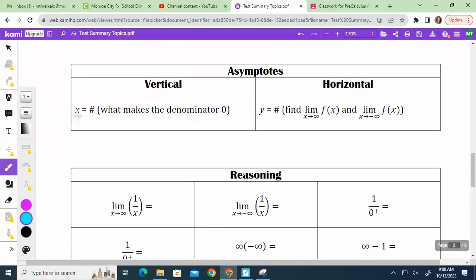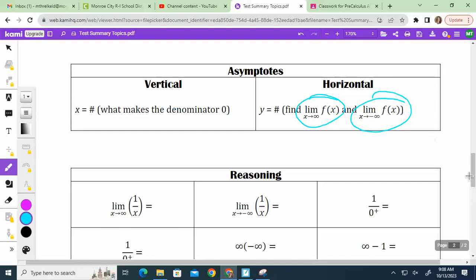Asymptotes are x equals a number, and you just look at whatever makes the bottom 0. Horizontal is y equals a number. You have to do both the limit as you approach positive infinity and the limit as you approach negative infinity. And I will be checking that you did both. We know most of the time they will be the same, but we have done examples where they are not. So you do have to check both options.